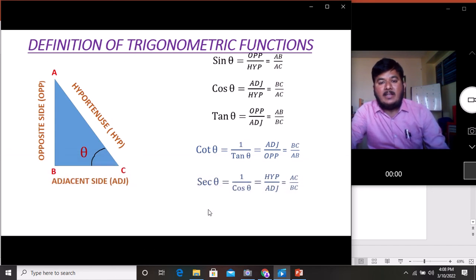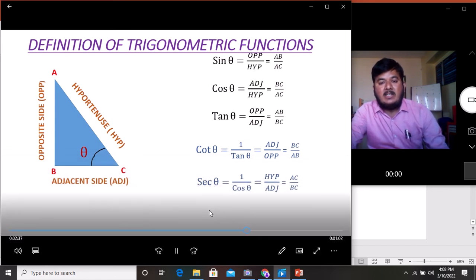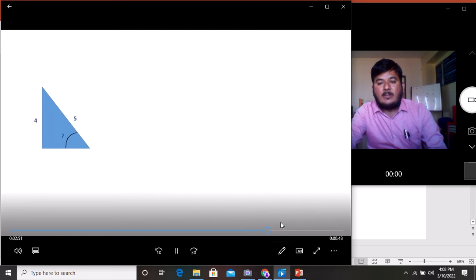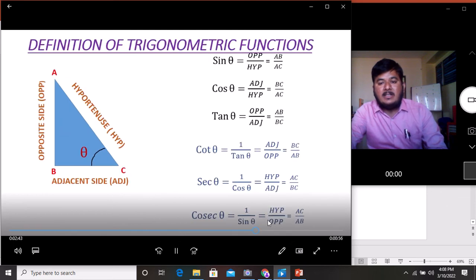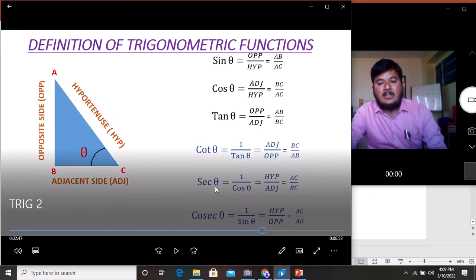Similarly, the last one is cosecant theta. Cosecant theta is the reciprocal of sin theta. Sin theta is opposite by hypotenuse, so cosecant theta is the reverse of that: hypotenuse by opposite. The hypotenuse will be AC and, if you refer to the diagram, the opposite side will be AB. So by taking this ratio, you can find out this trigonometric function.